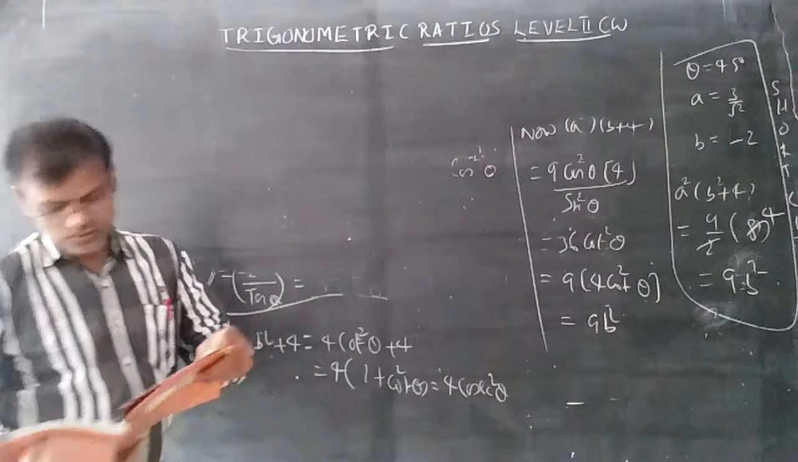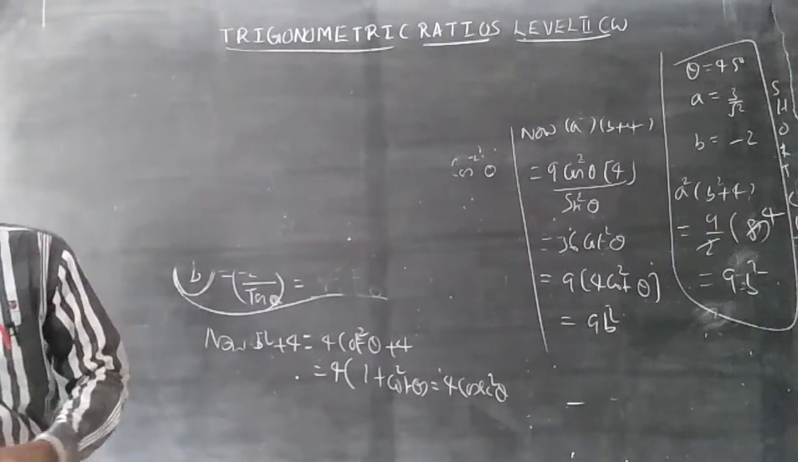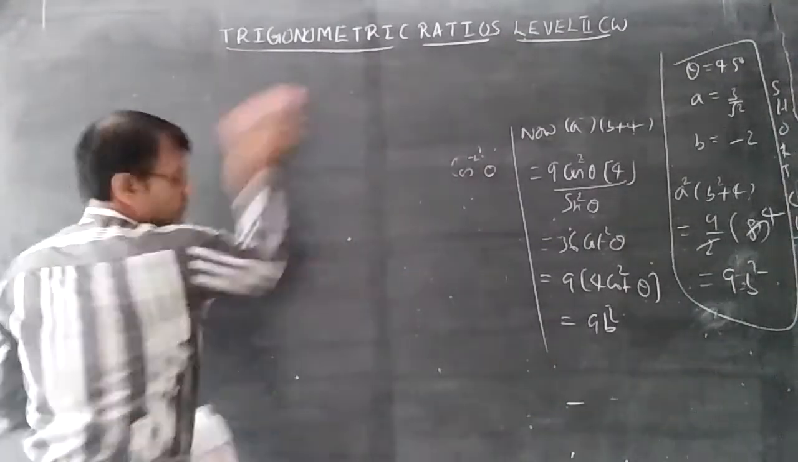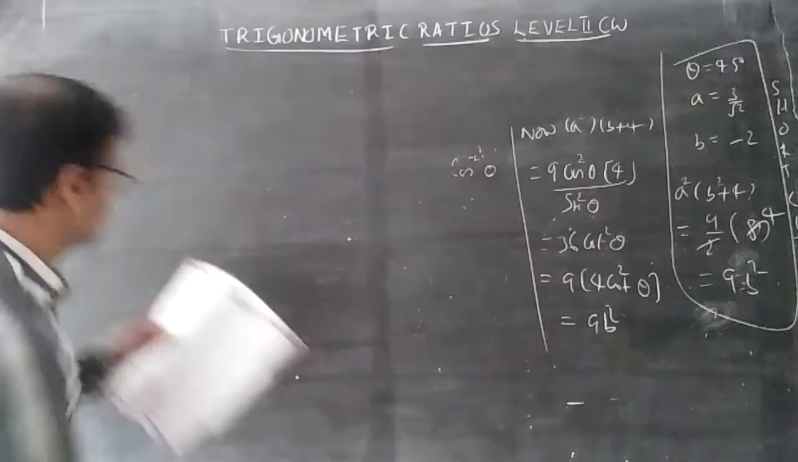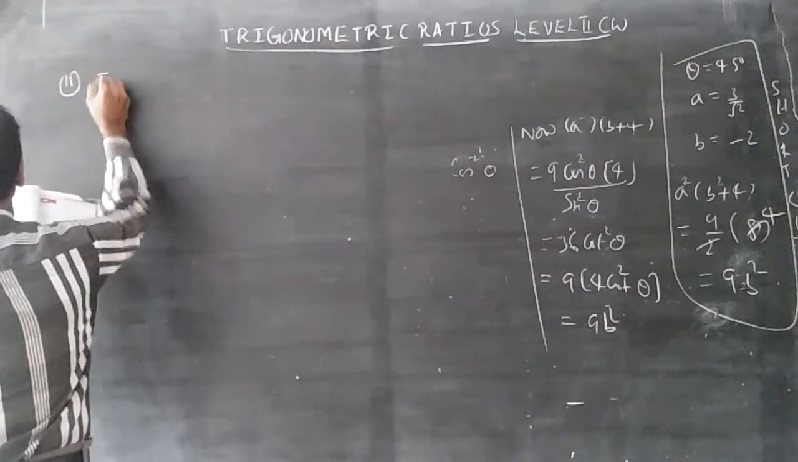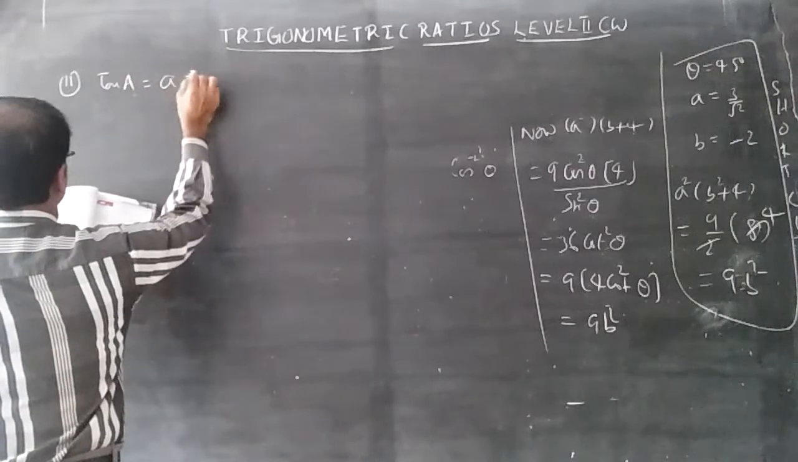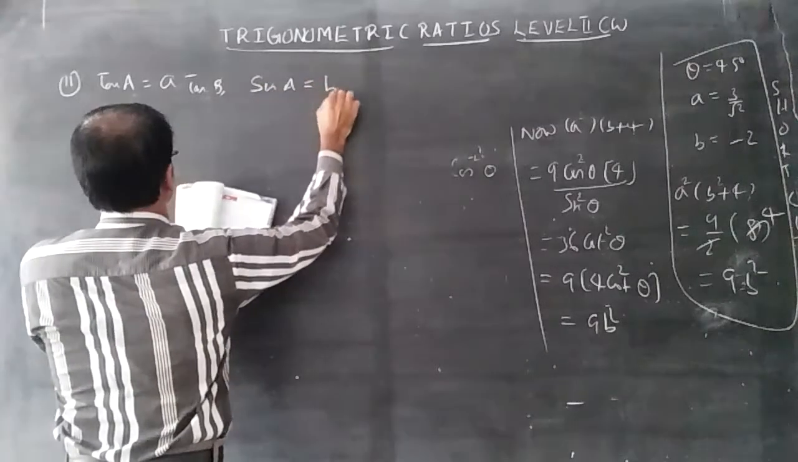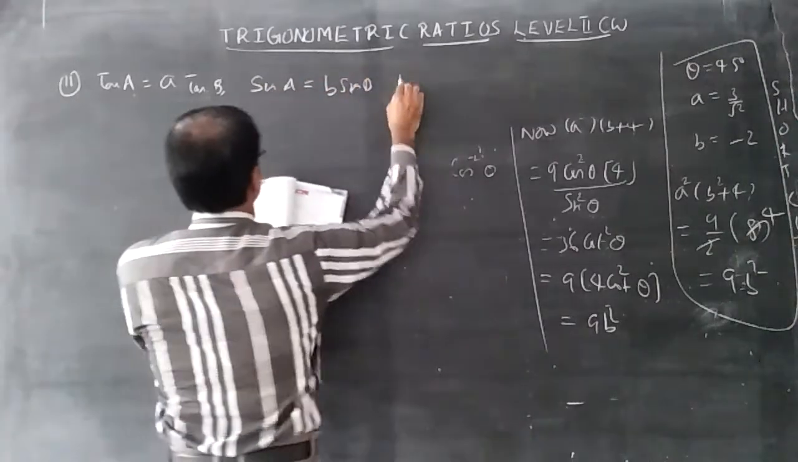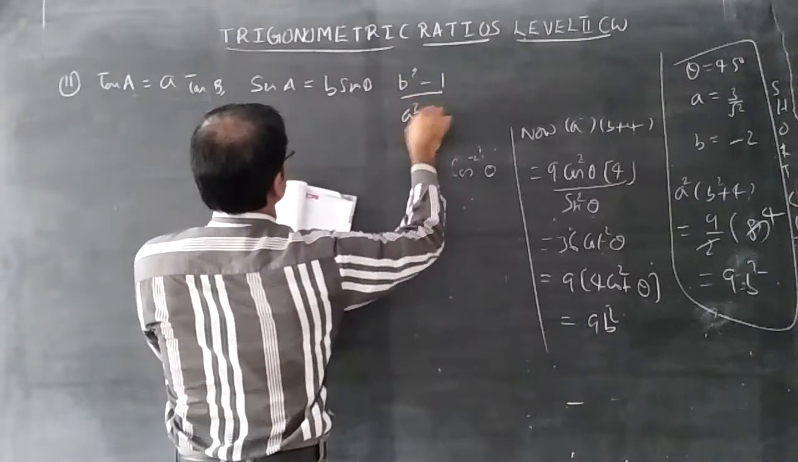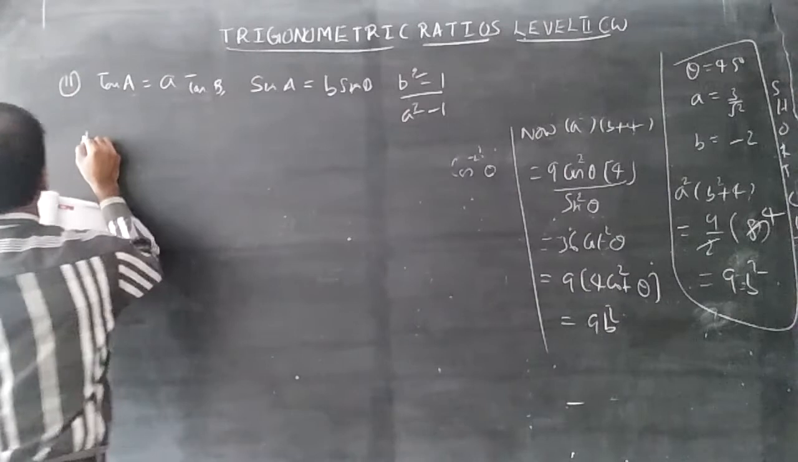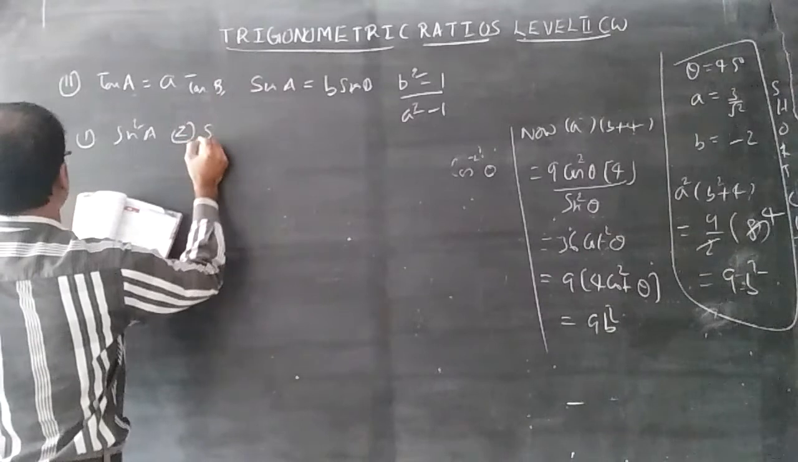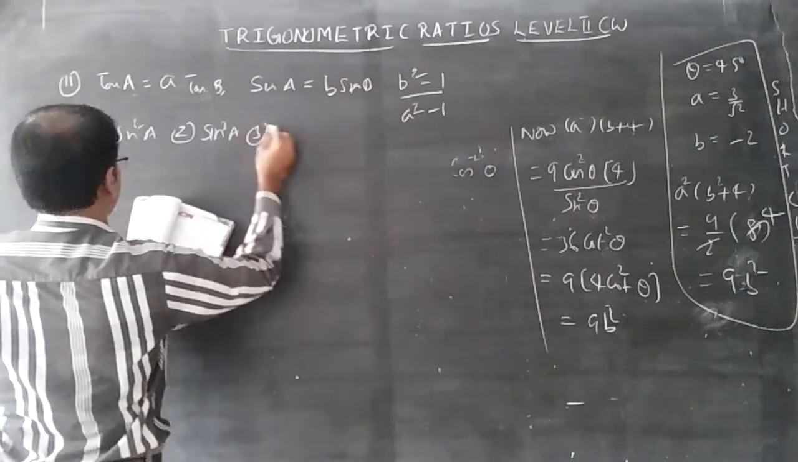Right? Next question. Tan A is equal to a tan B, and sin A is equal to b sin B. That implies we have to calculate the value of (b square minus 1) by (a square minus 1). These are the options. To verify the options I am writing.